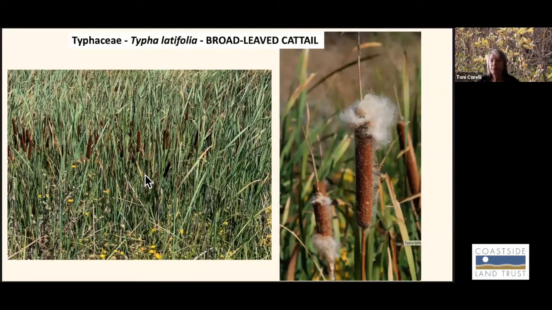Broadleaf cattail is mostly found in freshwater in the marsh. The seeds produced by the female flowers are minute and have tufts of hair attached to them and are dispersed by the wind.